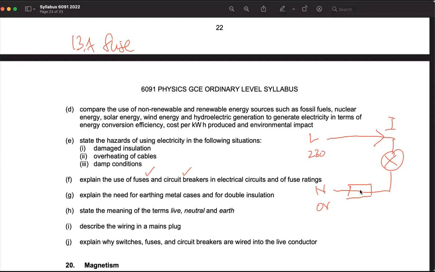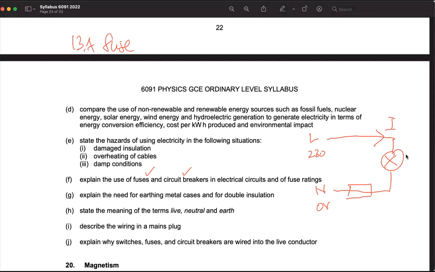If there is a break here, your light bulb is safe. It will not burst. Okay, because the light bulb maybe will burst at 20 ampere. So when the current becomes so high, say 50 ampere, before it reaches 20, your fuse will cut the current. So you actually protect your appliances from getting spoiled.